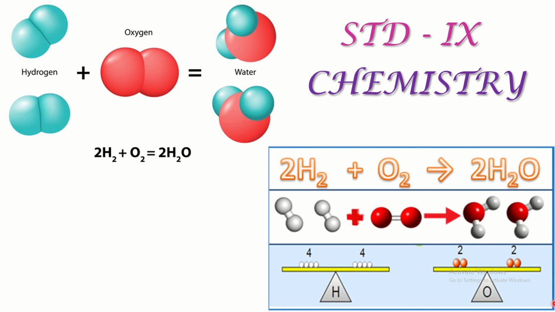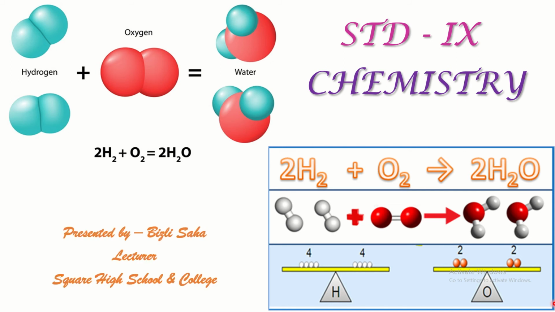Dear students, we are talking about chapter 6 from your chemistry book. Already we had completed mole, molar volume, percent composition and molecular formula from this chapter. Today in this class we will discuss chemical change, chemical reaction, chemical equation and its balance. So at first, chemical change.